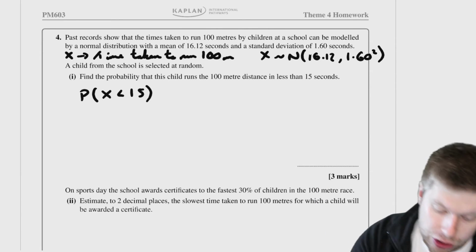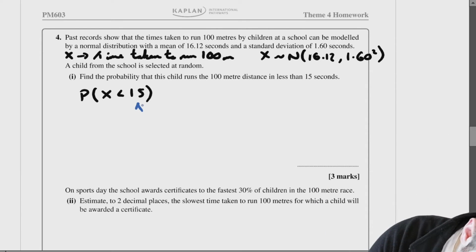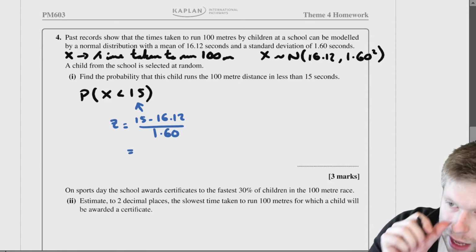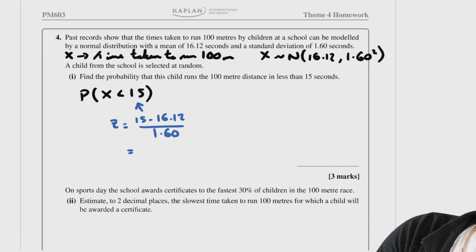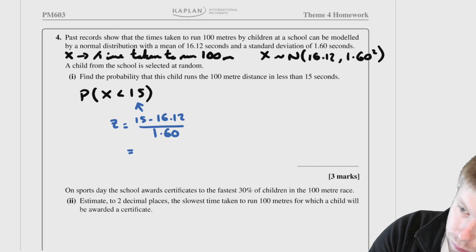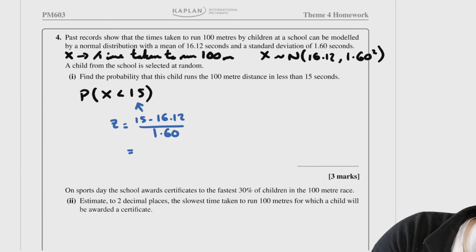This should be fairly straightforward. Let's first of all jump in and standardize. So I know that z should be equal to 15, take away the mean, which is 16.12, divided by the standard deviation, which is 1.60. If I stick all of that into my calculator, 15 take away 16.12 gives me negative 1.12, and I need to divide that by 1.60, which gives me negative 0.7.